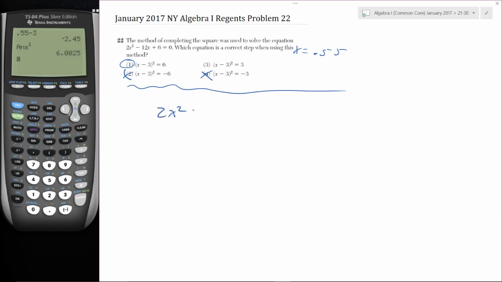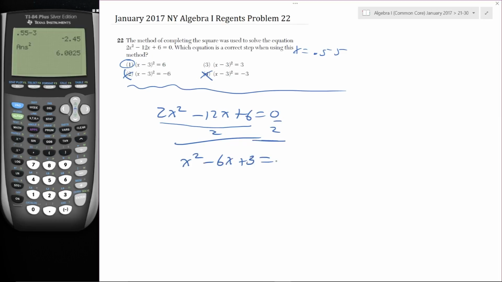So 2x squared minus 12x plus 6 equals 0. The first thing you do is get rid of the coefficient of x squared. So I divide everything by 2. And I get x squared minus 6x plus 3 equals 0. Then you isolate the terms that have an x. So I subtract 3, and I got x squared minus 6x equals negative 3. And that's where the negative 3 on the left came from.